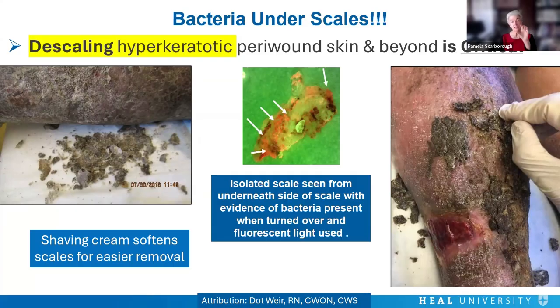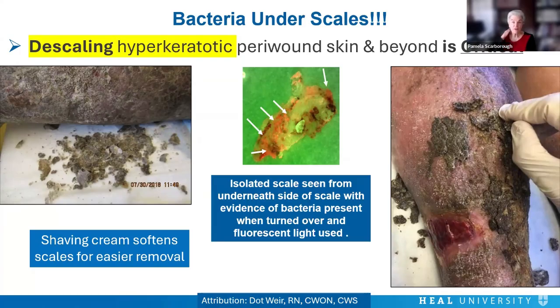Now, the reason I'm saying this to you wasn't because they got an F tag as much as it is. Look at this scale over here. This scale right in the middle came from this leg. They flipped it over. What do you see? Look at all the infection under the scale sitting on the skin.